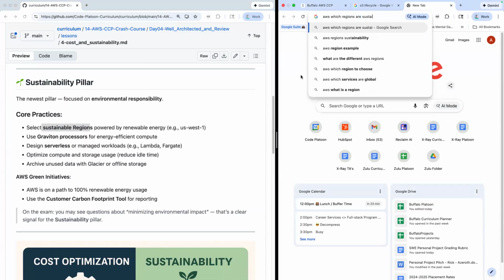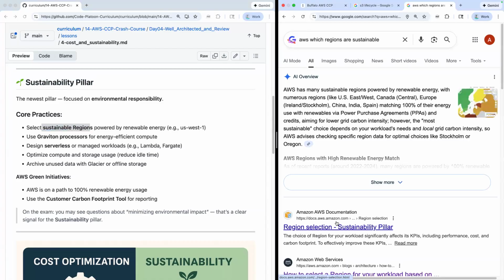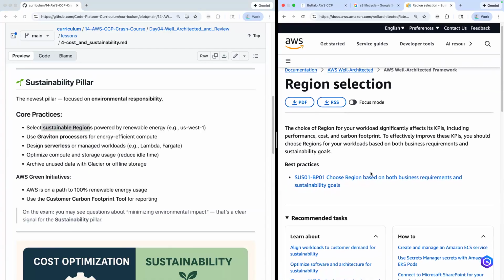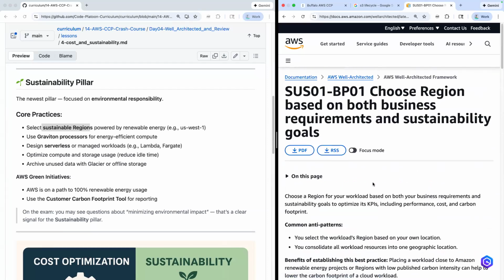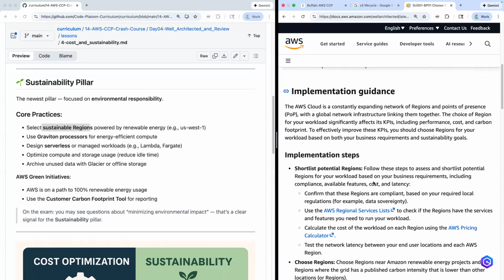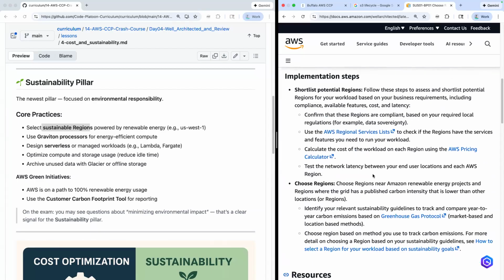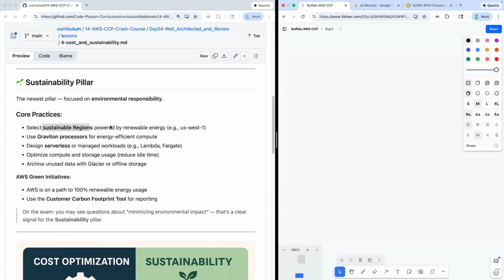Which regions are sustainable? It looks like they have a bunch now that are powered by renewable energy. It looks like they have a graph here, and it looks like there's a whole document about how to do this. So the exam isn't going to quiz you on whether the US East region is sustainable or not. It's just really going to ask, how do you implement the sustainability pillar?